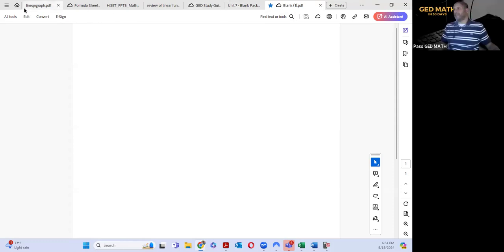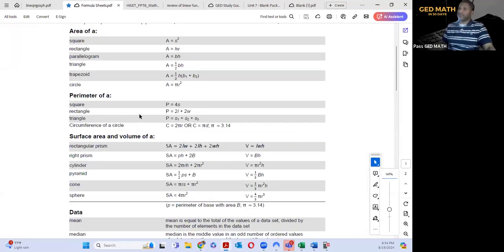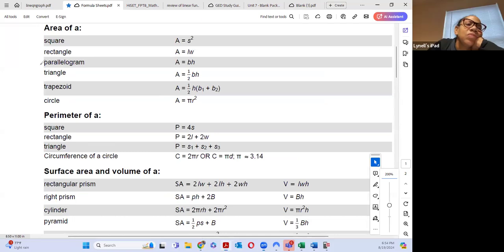I have a question. Yes. For the geometry section, what do you think would mostly come? I can tell you exactly what you're gonna get. Hold on, let me go to my formula sheet. Geometry. Okay. You definitely gonna have area of a compound figure.